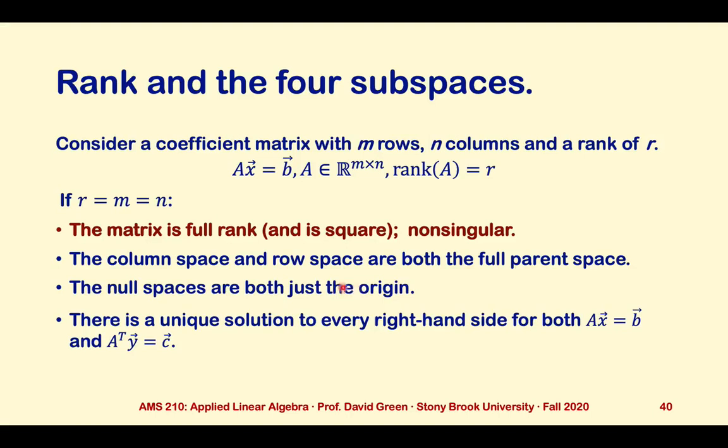In this case, we have a complete column space and complete row space, that is, they're both the full parent space. Every right-hand side has a solution for both Ax equals b and A transpose y equals c. The null space and the left null space are just the zero vector, and so that solution is always unique.